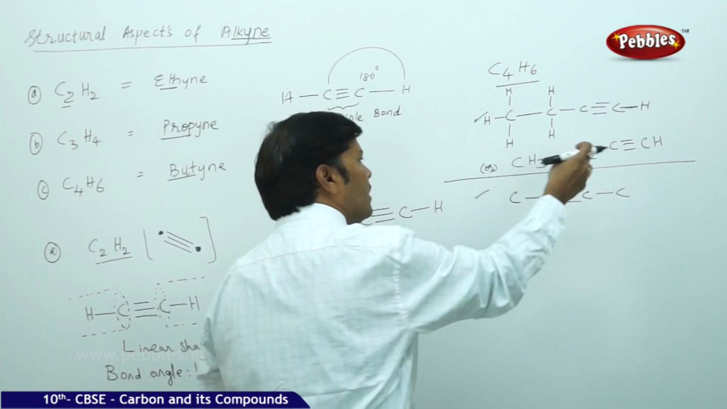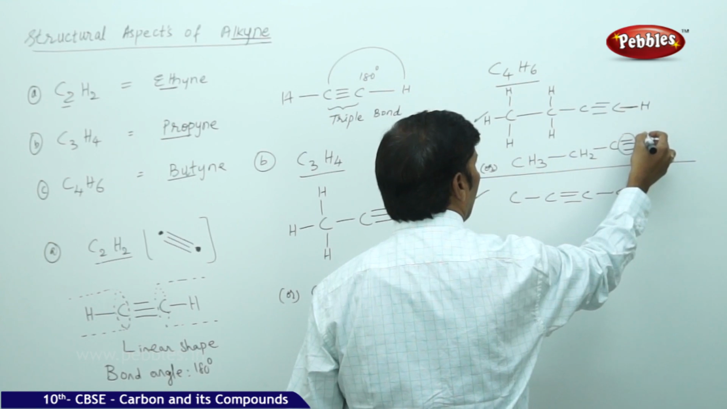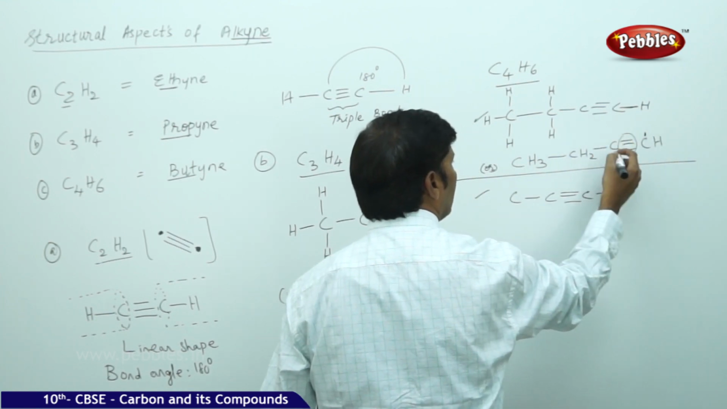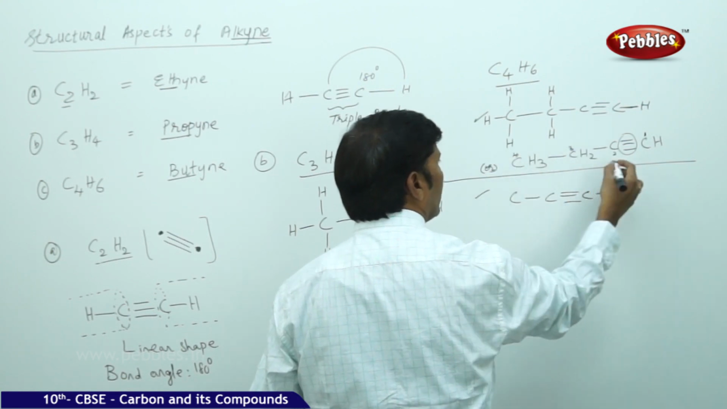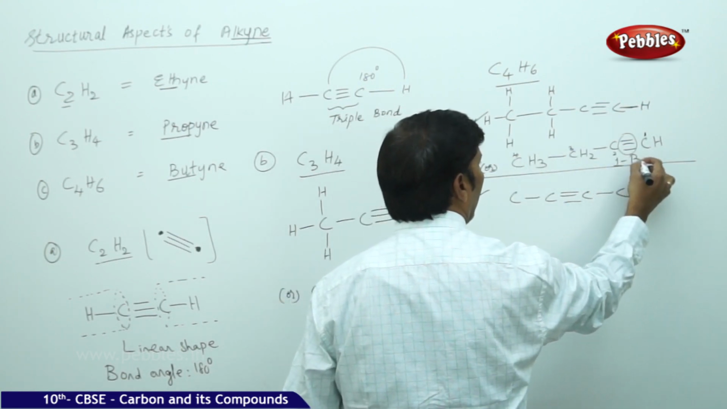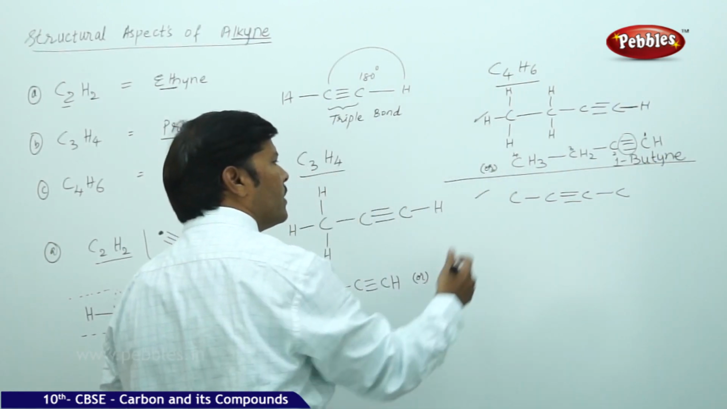Now we can call this 1-butane because here the triple bond is located immediately after the first carbon, then again the second, third and fourth carbon. So you can call it 1-butane.